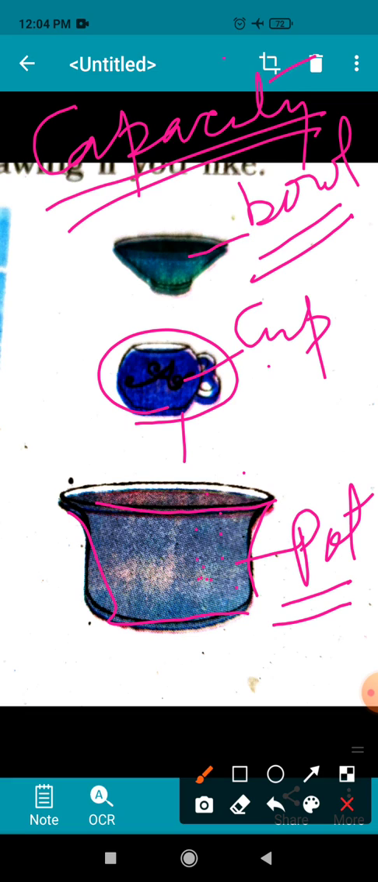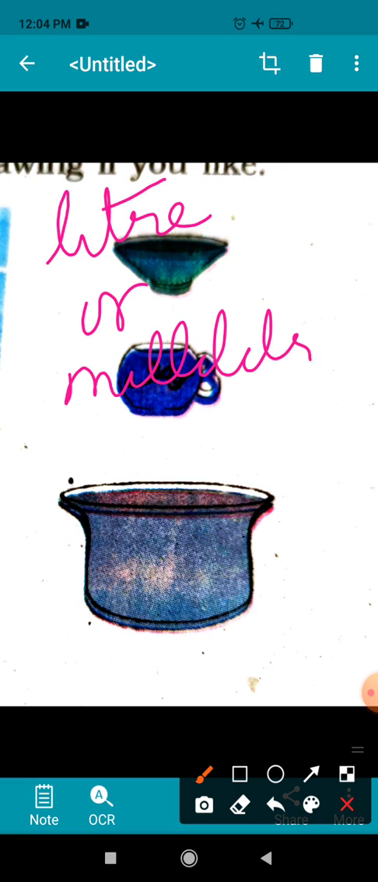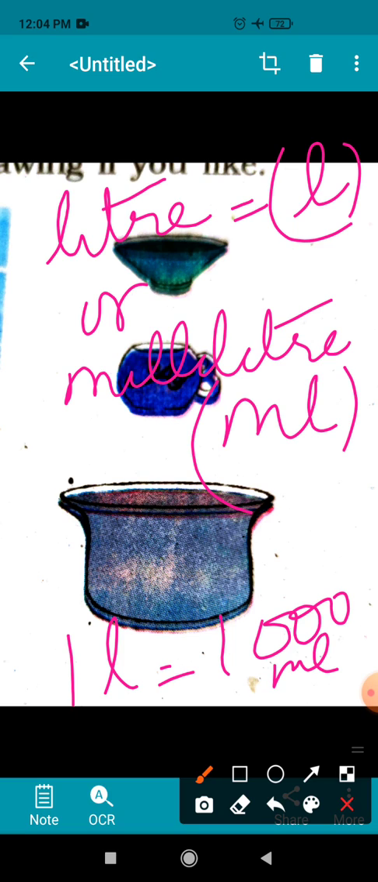We use standard units to measure capacity, and capacity is measured in liter or milliliter. Children, liter in short can be written as a small l, and milliliter in short can be written as a small ml. And children, 1 liter has 1000 milliliter. It means 1000 milliliter of water makes 1 liter of water, right?